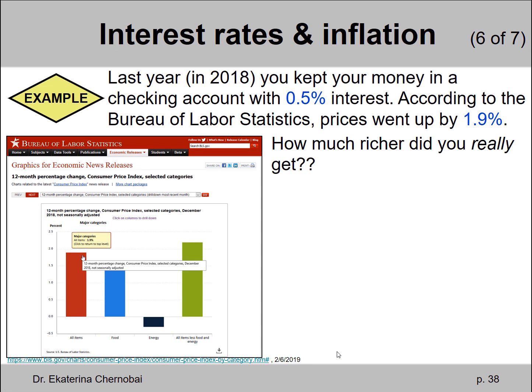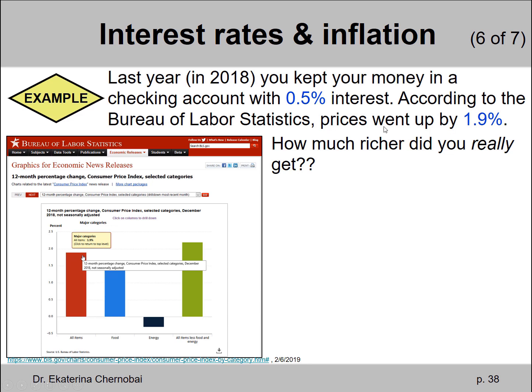Let's look at this example. These days, the interest you earn in your checking account is pretty small. It's very close to 0. So let's say last year, in the year 2018, you kept your money in a checking account which was offering a 0.5% interest. I looked up the data on an official source, the Bureau of Labor Statistics, to see what the inflation was like in the year 2018. And this figure shows that for all the things you are buying for your everyday life, which includes food and paying for gas for your car and everything else, the prices went up by approximately 1.9%.